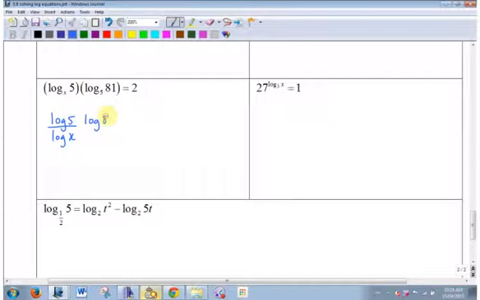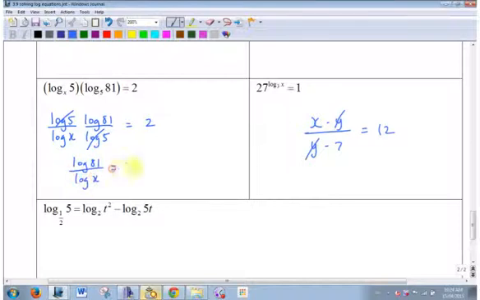Let's see what happens there. What can I do? I can do something really nice. What would you do here? Ooh, that's y divided by y. What can I do here? Nice. So that's log 81 over log x is 2.